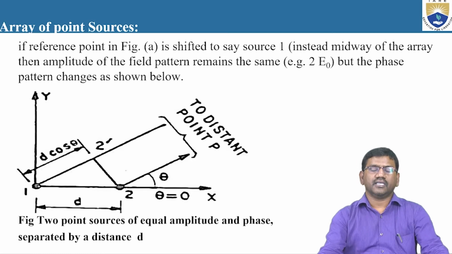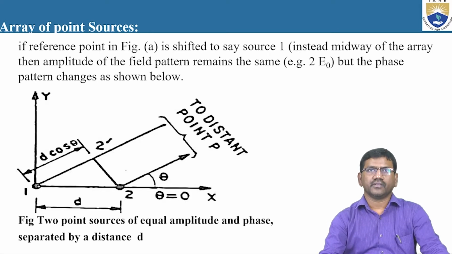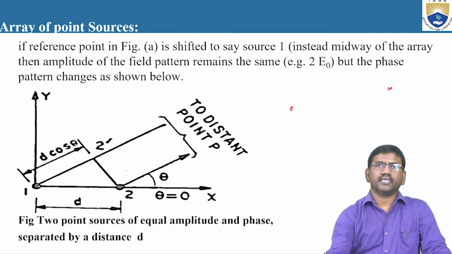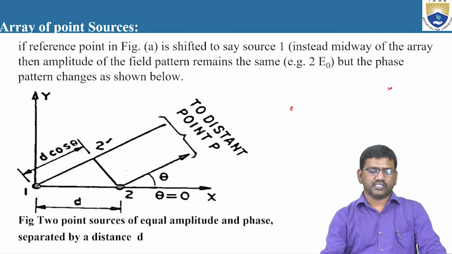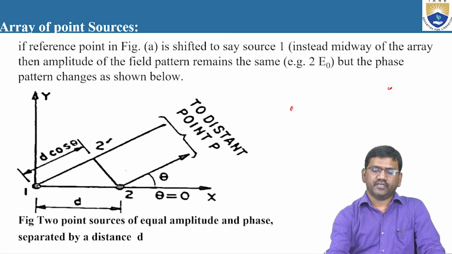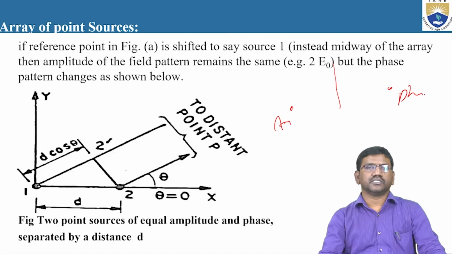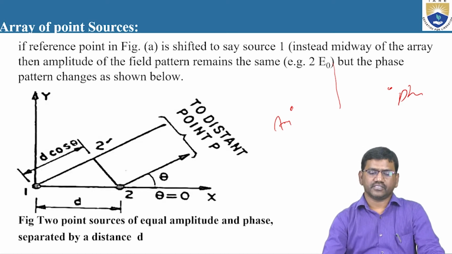In the earlier session, we discussed the arrays of two point sources with equal amplitude and spacing. These 2 point sources are placed midway between the origin, and both have equal amplitude and phase.